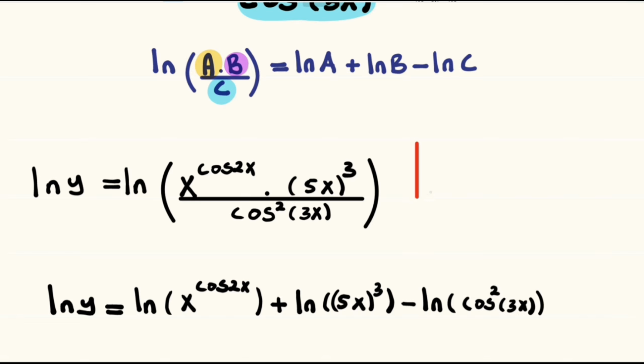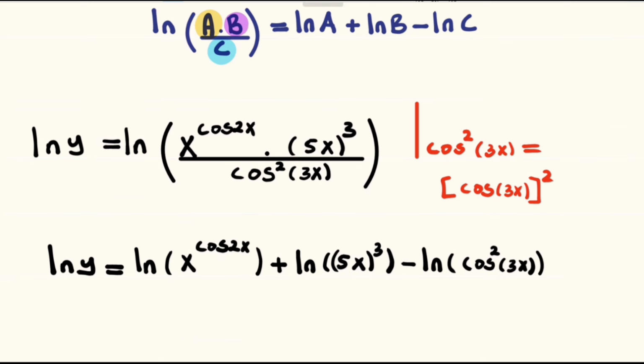We have to know that the cos squared 3x can be written as cos 3x all raised to the power 2. We use another logarithmic law which states that the exponent of the expression inside the ln can be brought in front as a coefficient and be multiplied by the ln. So we are going to move the cos 2x and also move the 3 and the 2 so that they become the coefficient of the ln.